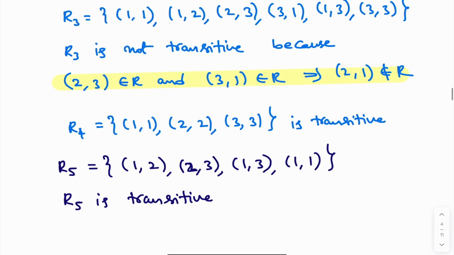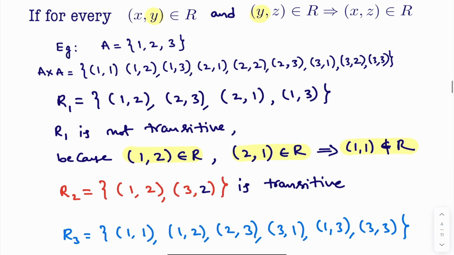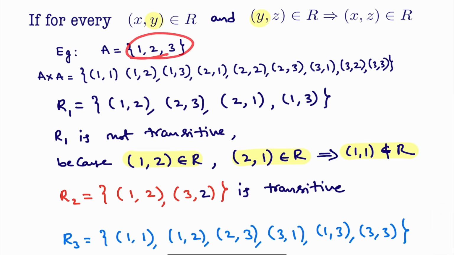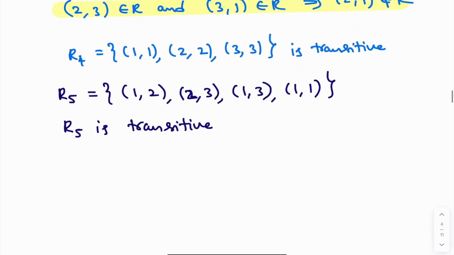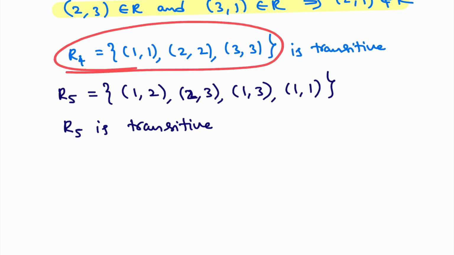For example, you see here this relation. What is set A here? Set A is 1, 2, 3. Observe whether this relation is reflexive or not. As 1 is there in set A, 1 comma 1 is there in the relation. As 2 is there in set A, 2 comma 2 is there in the relation. As 3 is there in set A, 3 comma 3 is there in this relation. So this relation is reflexive.